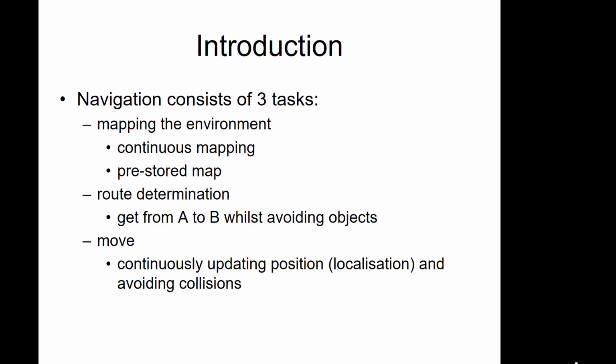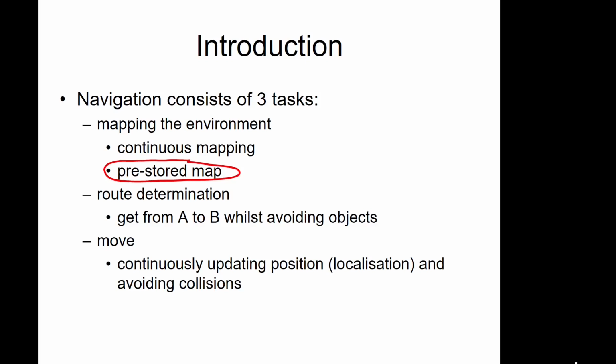Navigation consists of 3 tasks. So we want to map the environment. So there's 2 options for this. We can either have a pre-stored map. So this is generally where will be our starting point for our robot. We'll give it a map of where it needs to move through.